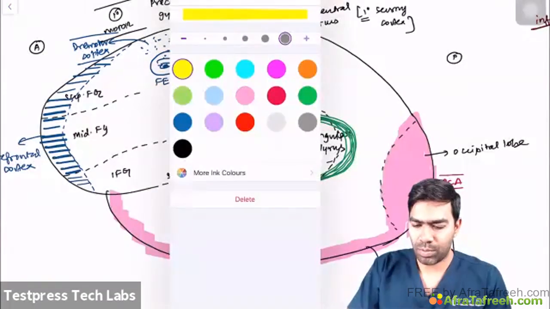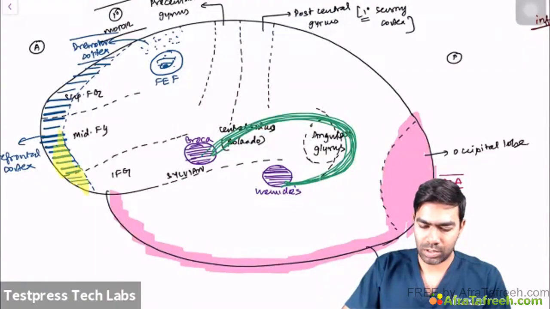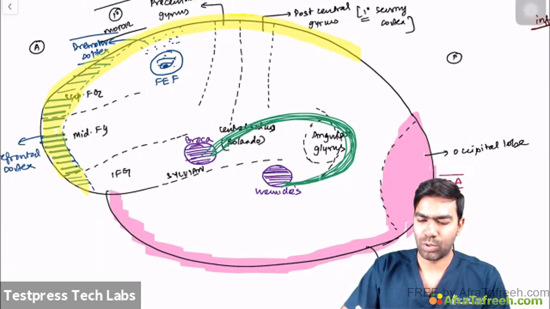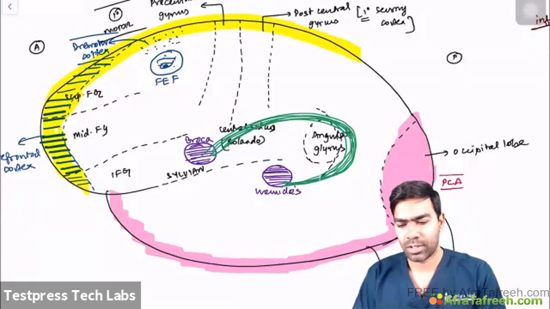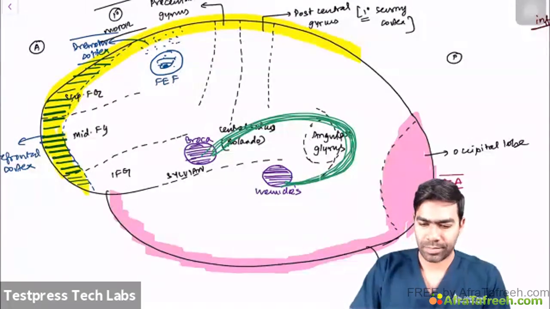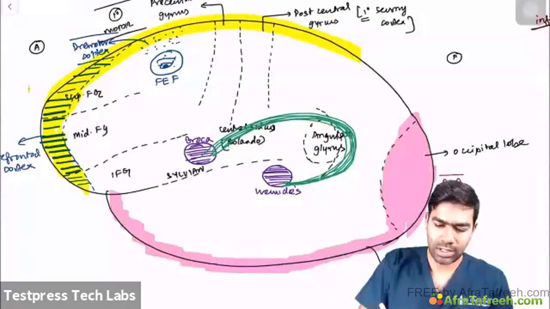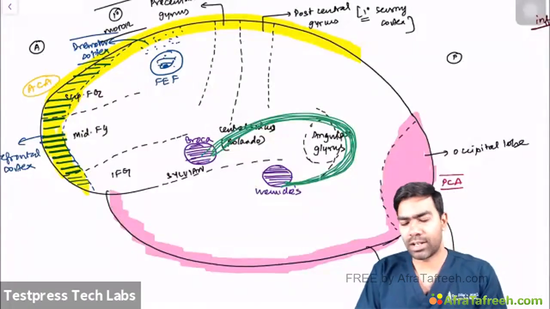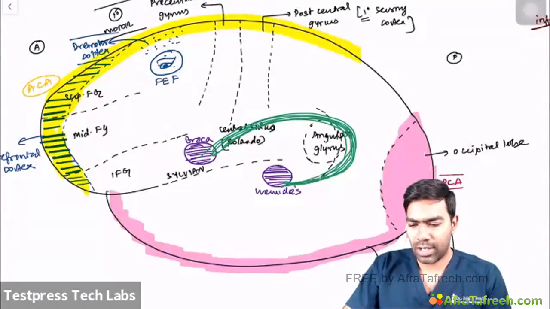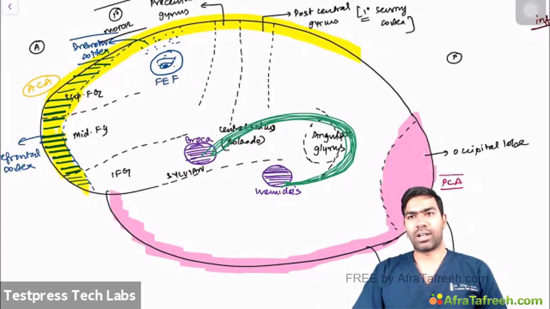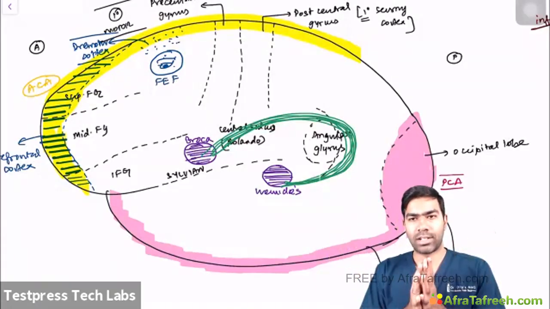And let me draw one more territory. Who's supplying this area? Of course, it is the anterior cerebral artery. That's an anterior cerebral artery territory. And remaining everything, whatever I have left here, will be basically supplied by the middle cerebral artery only. That is why we say the artery of the lateral sides of the brain is the middle cerebral artery.